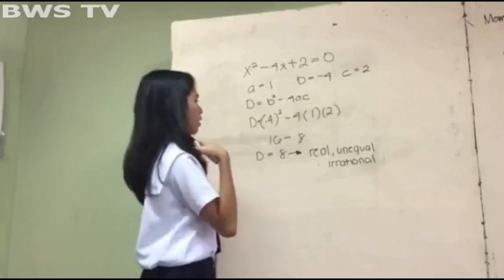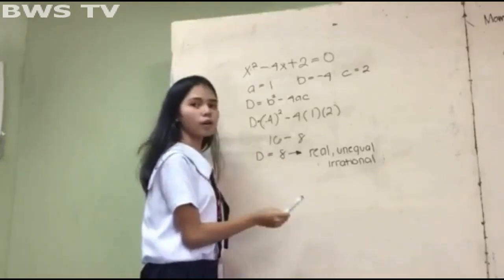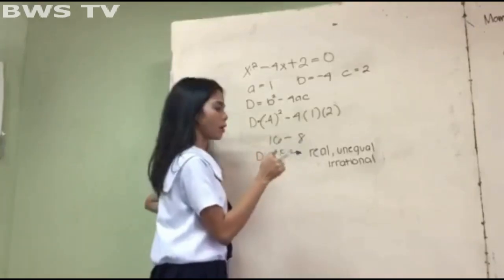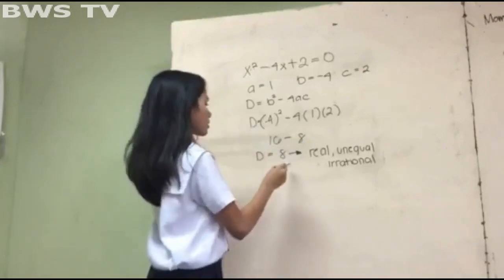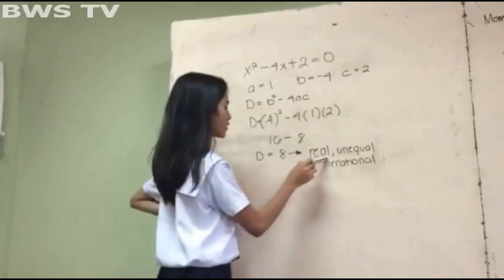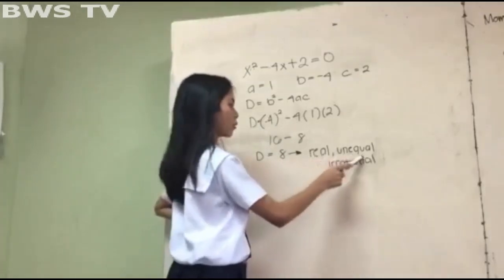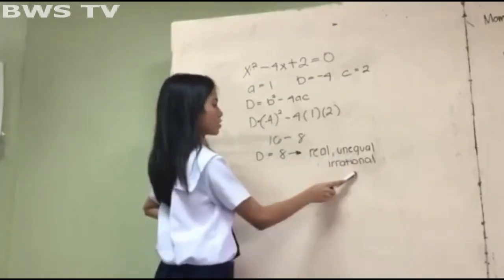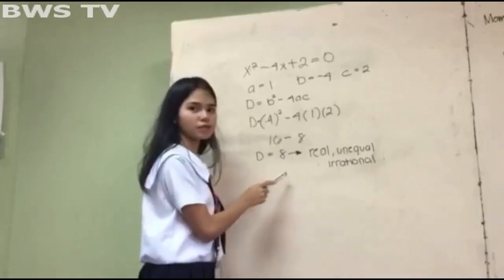Then we will determine if it's real and unequal, or real and equal. Since 8 is greater than 0, it's real and unequal. Then, it is irrational because 8 is not a perfect square.